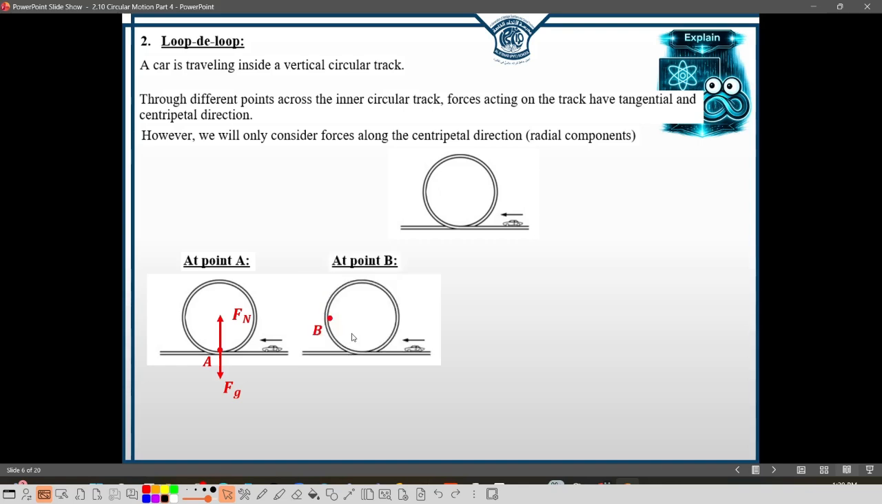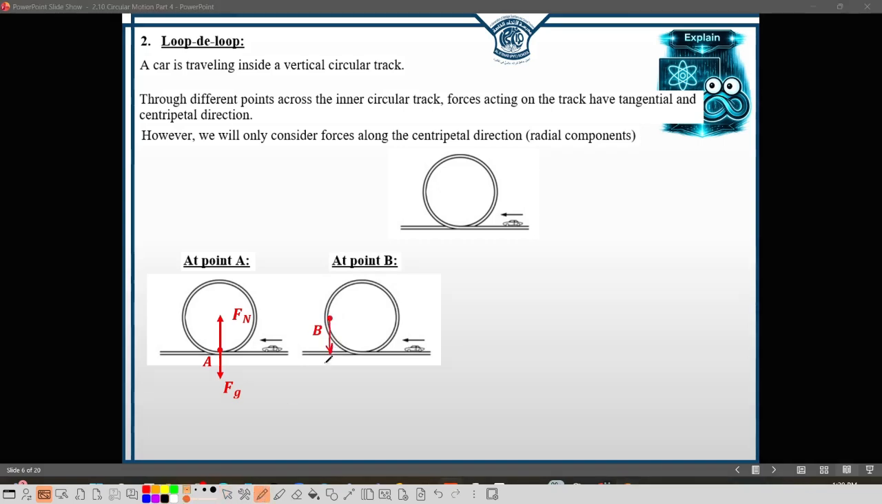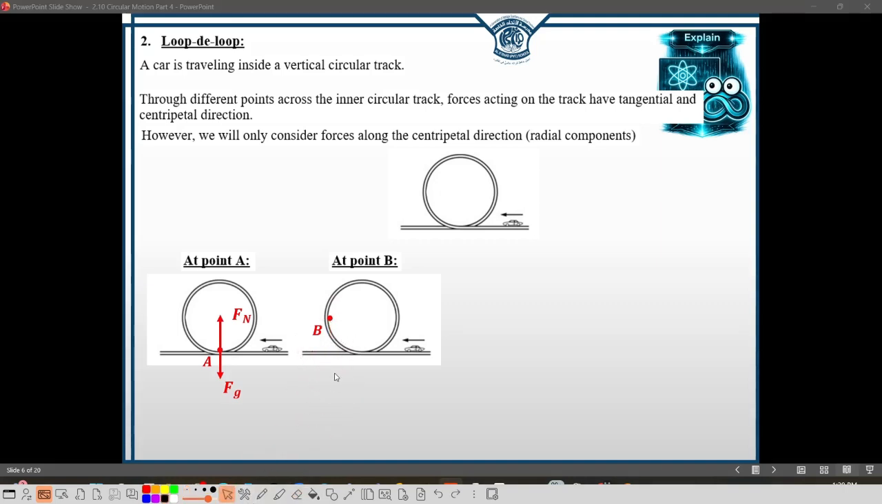Now at point B, the force of gravity is always perpendicular like this, and we won't be able to consider it because it's not aligned with the radial direction. Only the normal push is perpendicular to the path, and it will be pointing toward the center. So this can be promoted into centripetal acceleration or centripetal force.